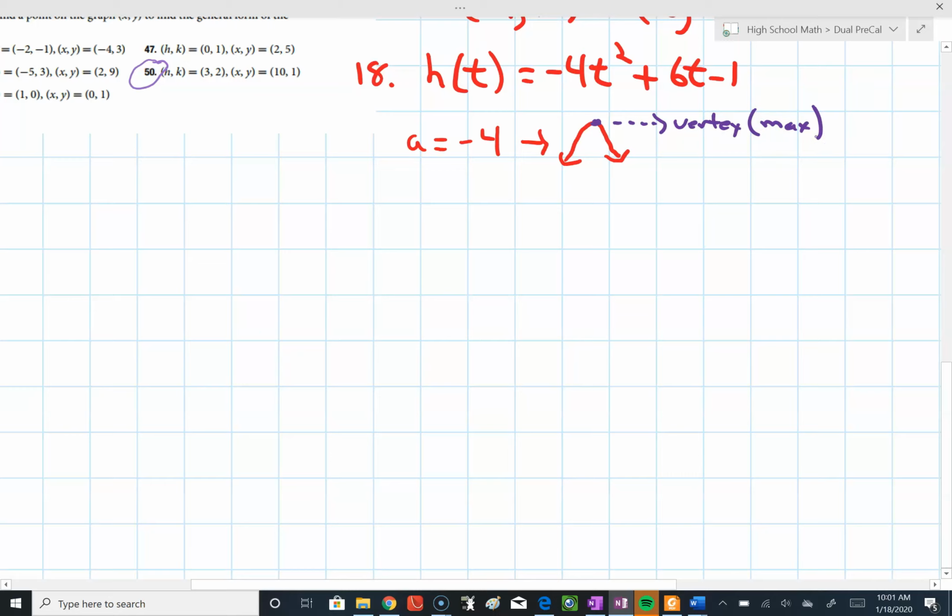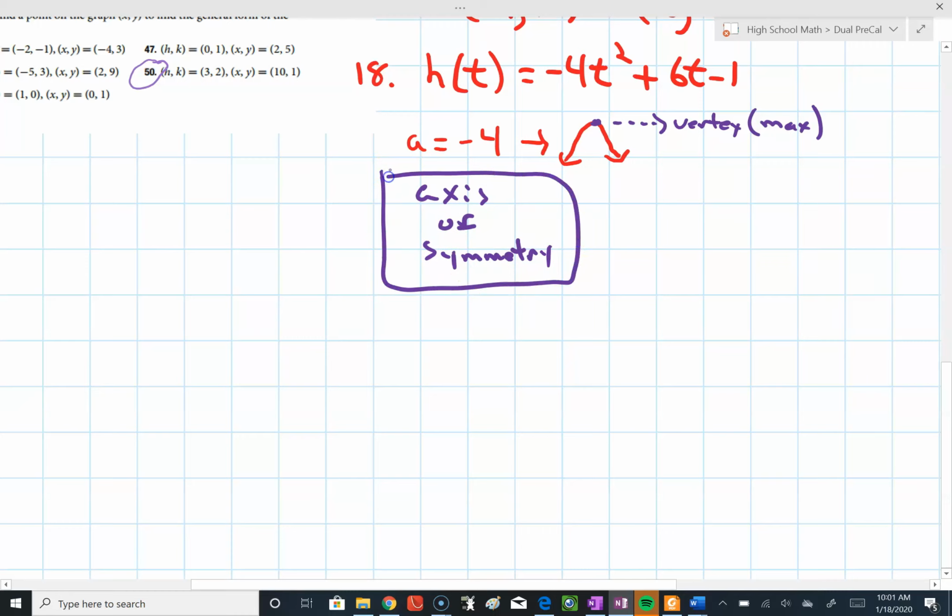All right, to find the axis of symmetry, super easy. Axis of symmetry will be given to us by the equation x equals, because if it's opening upward or downward, the axis of symmetry would be a vertical line, -b divided by 2a.